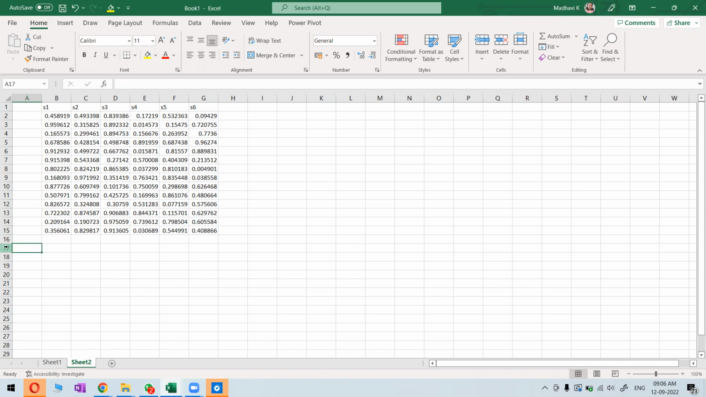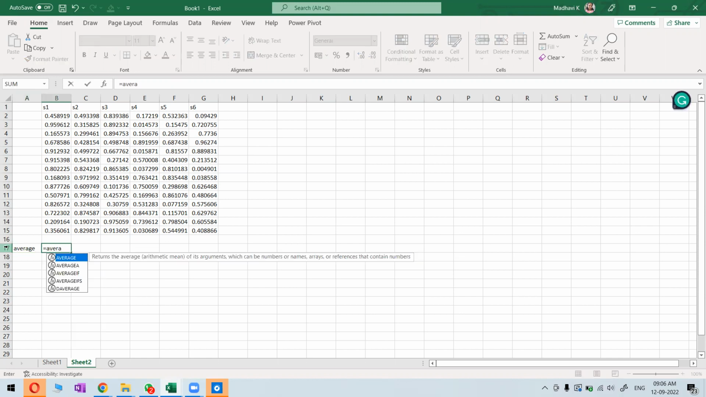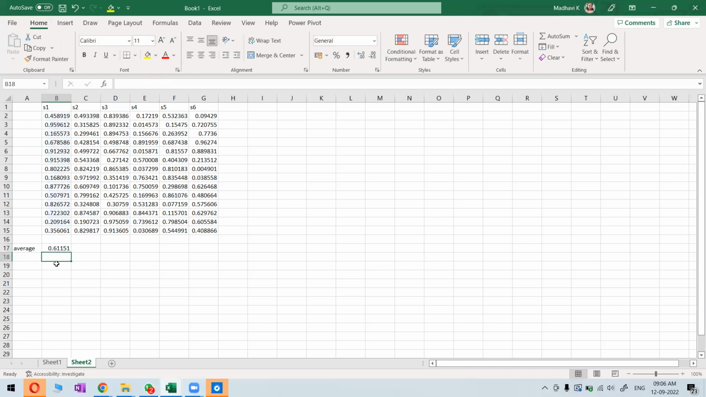So the simple way of doing this is, first of all, to identify the average of it. The simple Excel function, average of all these things. Just copy paste the entire content. The same formula applies to all of them. So what we are doing is, at each level, we are finding the average of it.